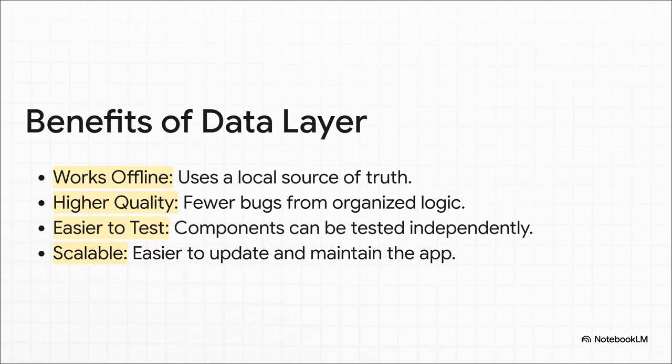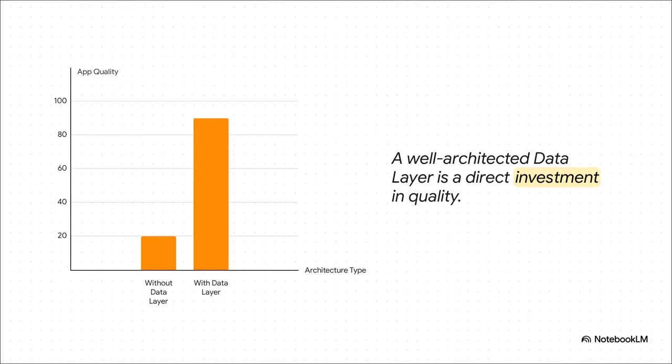The app also works great offline because it knows to just use the local data from the fridge. It's also way easier for developers to update. Want to switch to a new cloud service? You just swap out the delivery truck without having to rebuild the entire kitchen. And finally, every part can be tested on its own, which means a much higher quality, more reliable app in the end.